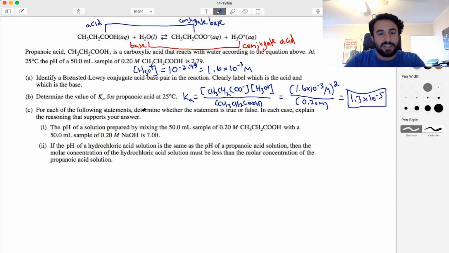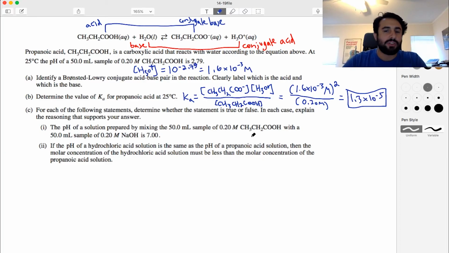Now, for each of the following statements, determine whether the statement is true or false. In each case, explain the reasoning that supports your answer. So, the pH of a solution prepared by mixing the 50 milliliter sample of 0.2 molar propanoic acid with a 50 milliliter sample of 0.2 molar NaOH is 7. So, what this is asking is if we have equal volumes of equal concentrations of this acid and this base, will they perfectly neutralize to give a solution that ends up having a pH of 7? Is it going to be perfectly neutral?